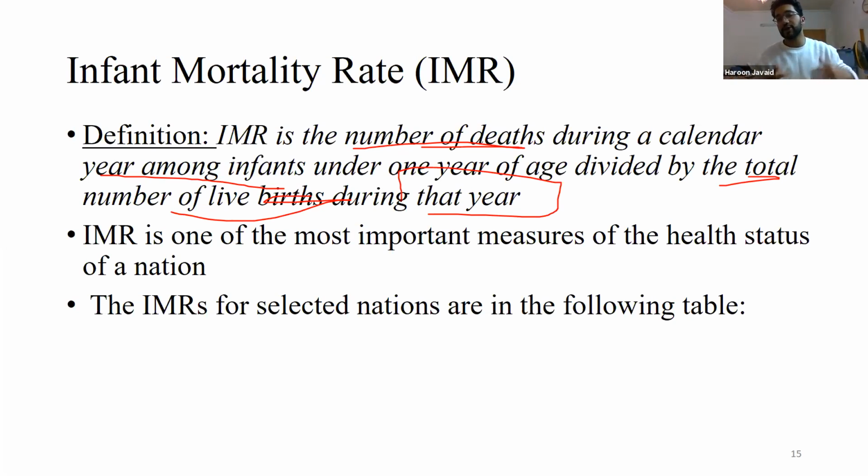Numerator has deaths. So can we call this a proportion? No, we cannot. Can we call this a ratio? Yes, we can. Can we call this a rate? Yes, because it includes time. So rate and ratio are somewhat related.